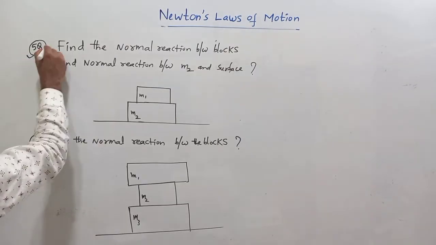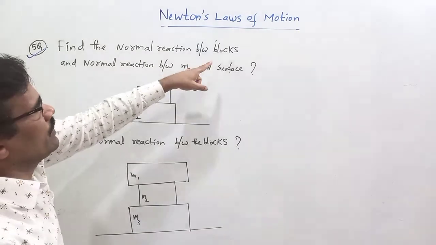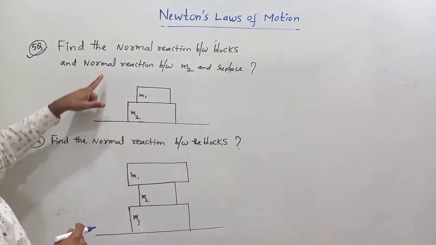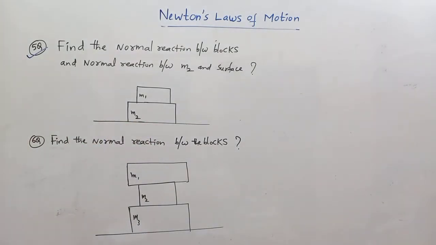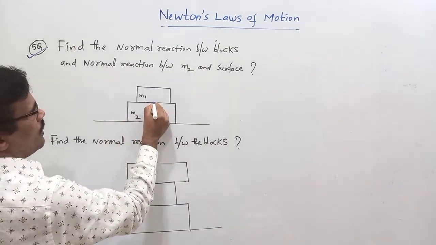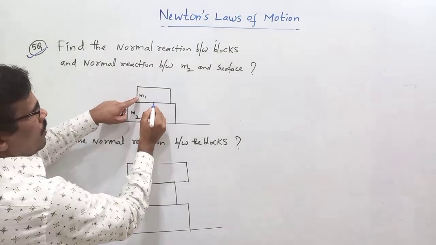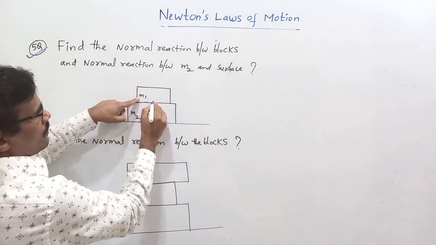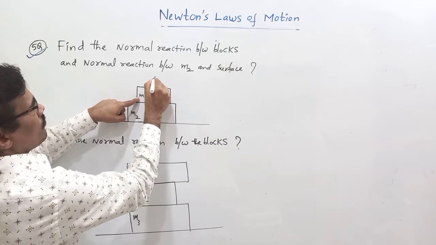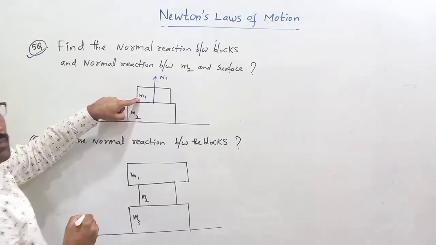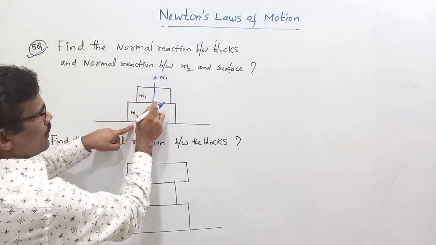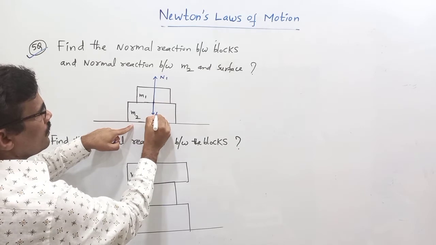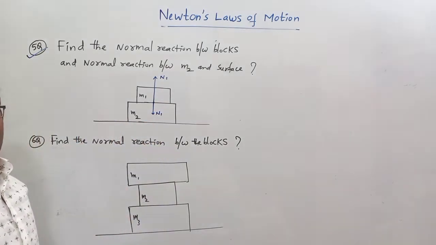Okay, fifth problem. Find the normal reaction between the blocks M1 and M2, and the normal reaction between M2 and the surface. So how to find the normal reaction between two blocks? Here, this is the point of contact of these two. Normal reaction on M1 is this side, N1. Then normal reaction on M2 here is this side.